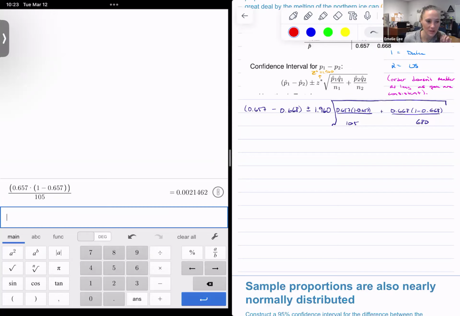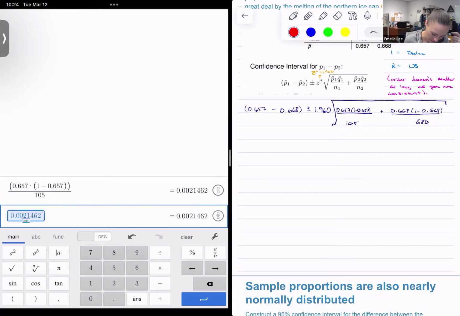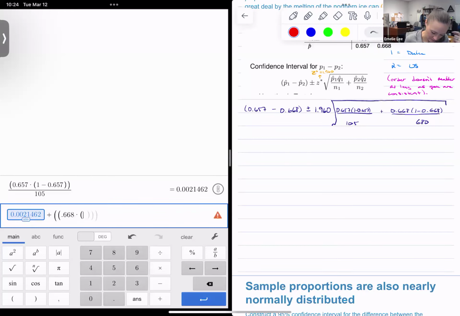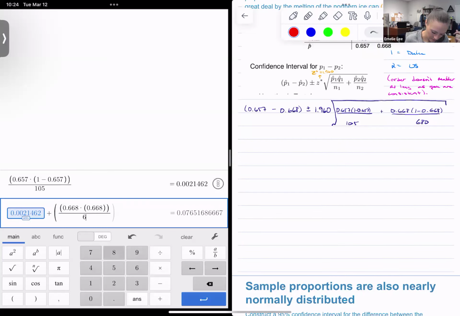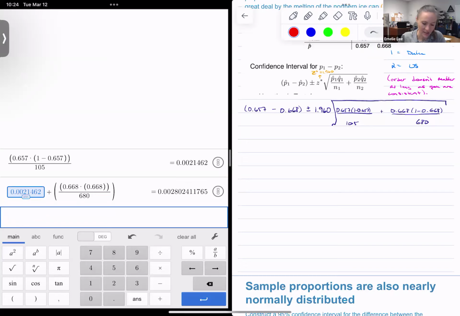So now what I want to do is add that to 0.668 times 1 minus 0.668. So here, this answer plus, and I'm going to do the same thing again, 0.668. I skipped my bracket, it's bothering me. 0.668 end bracket, divided by 680. This is all under the square root, right? So when I hit enter, it gives me the answer.